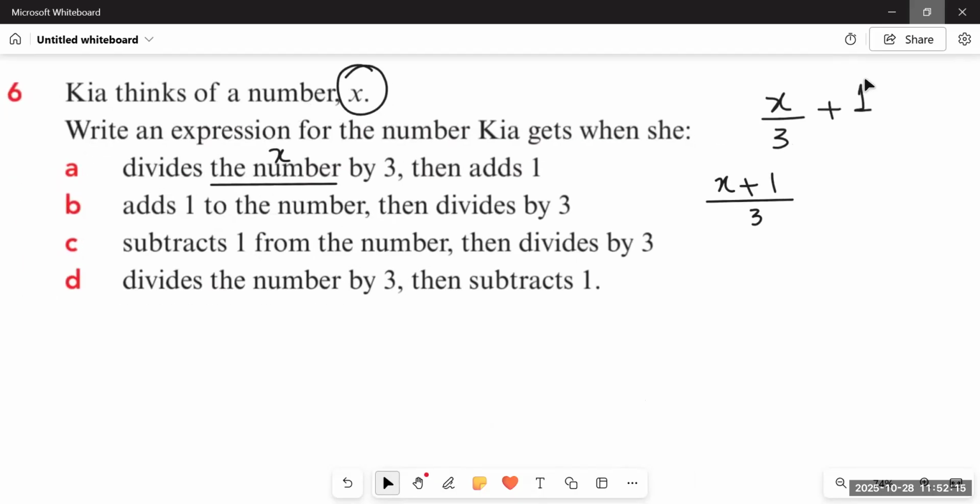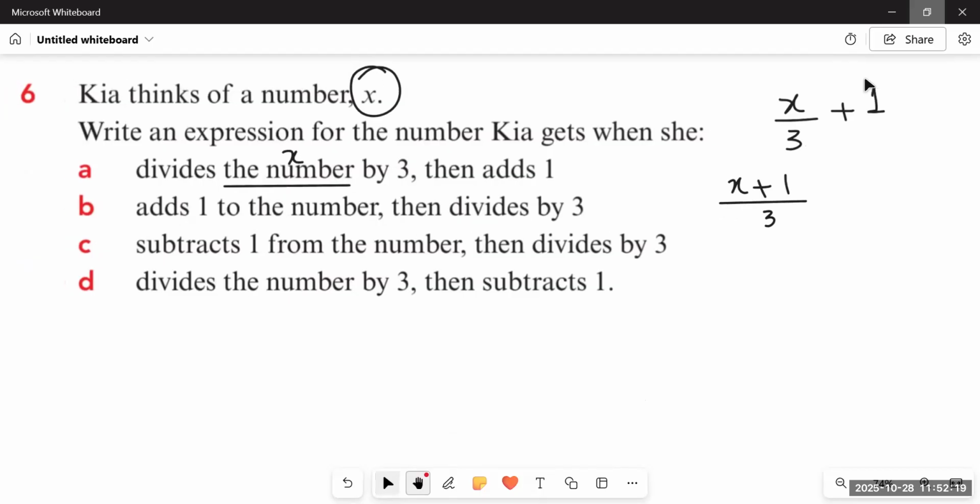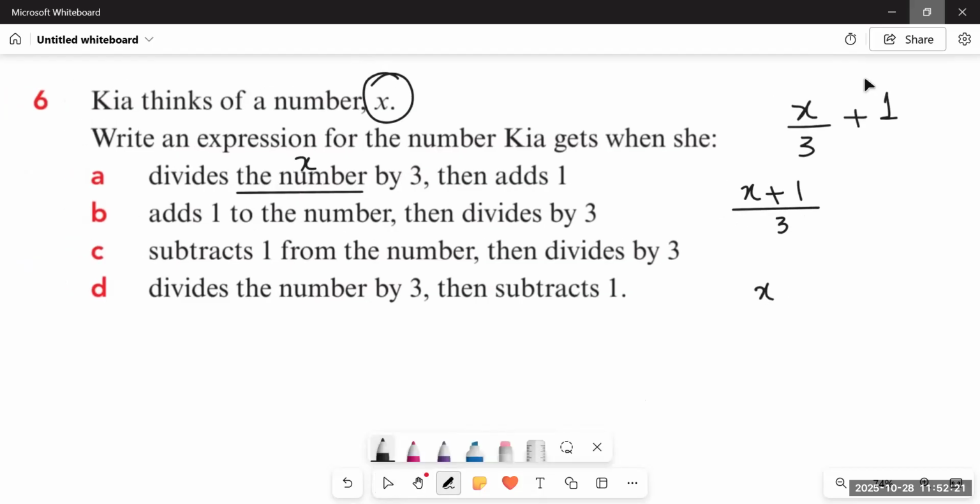Okay. Part C says subtracts 1 from the number. It means x minus 1. Then divides by 3. So it would be x minus 1 upon 3. And last, divides the number by 3. Divides x by 3. It would be x upon 3. Then subtracts 1.